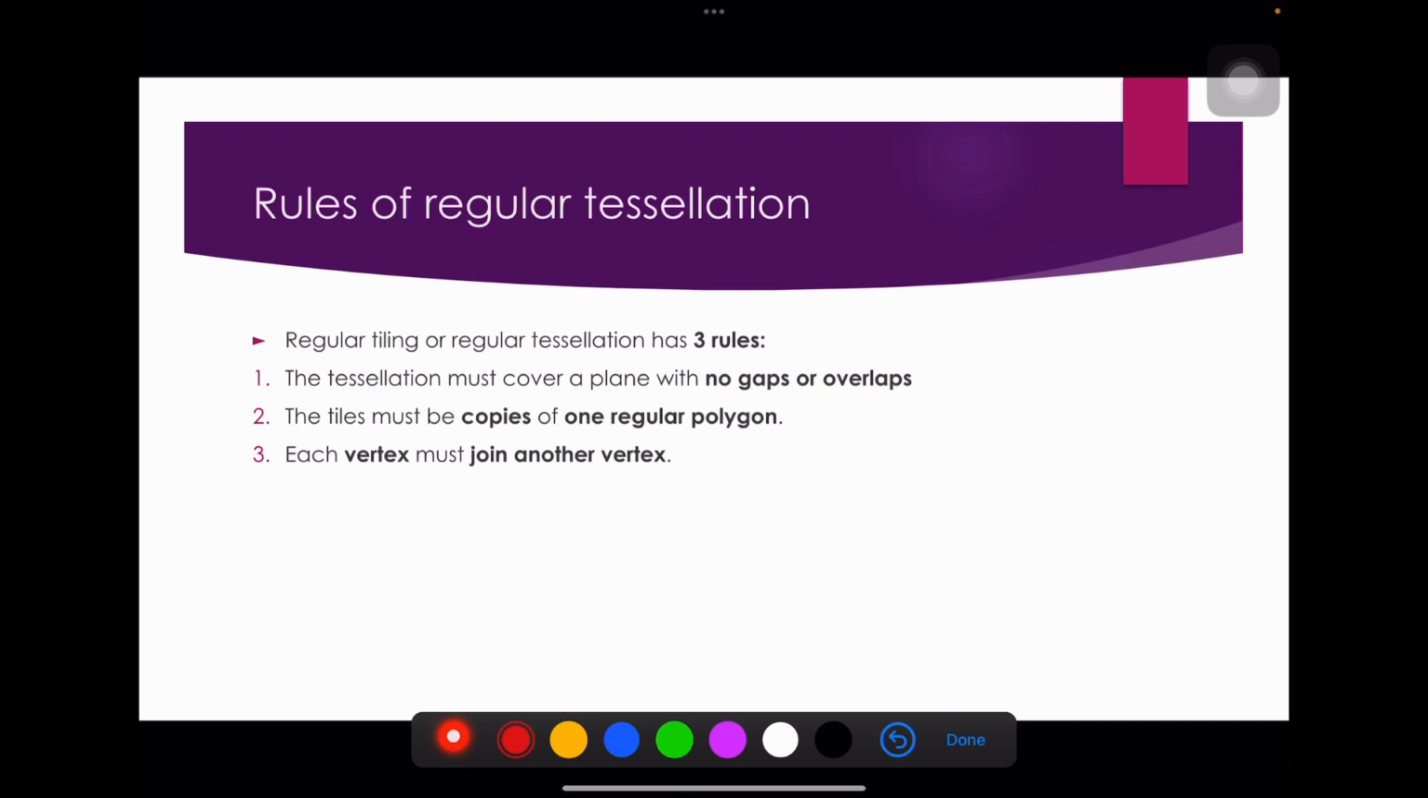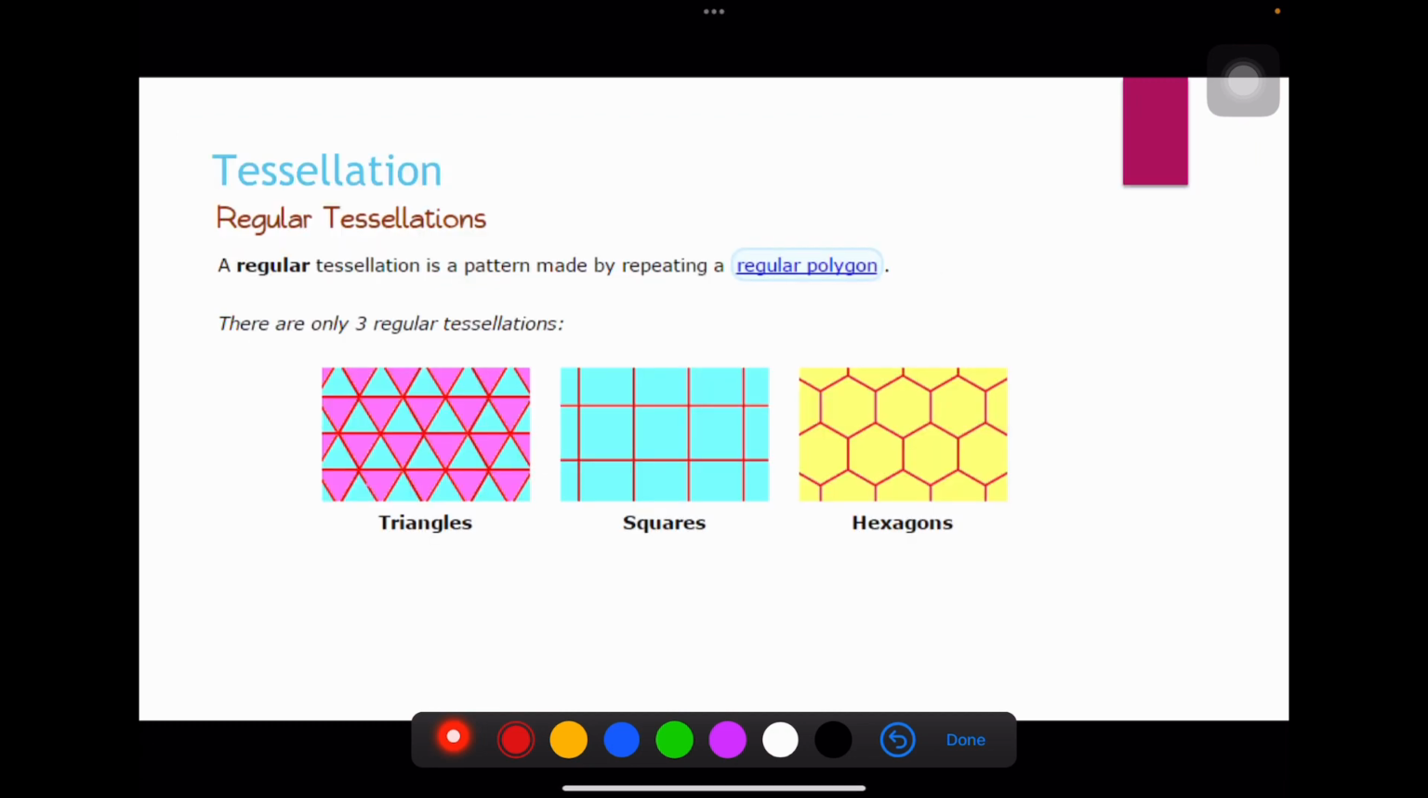Okay, so here are the rules of regular tessellation before we start. Number one, the tessellation must cover a plane with no gaps or overlaps. Number two, the tiles must be copies of one regular polygon. And number three, each vertex must join another vertex. So those are the regular tessellation rules.